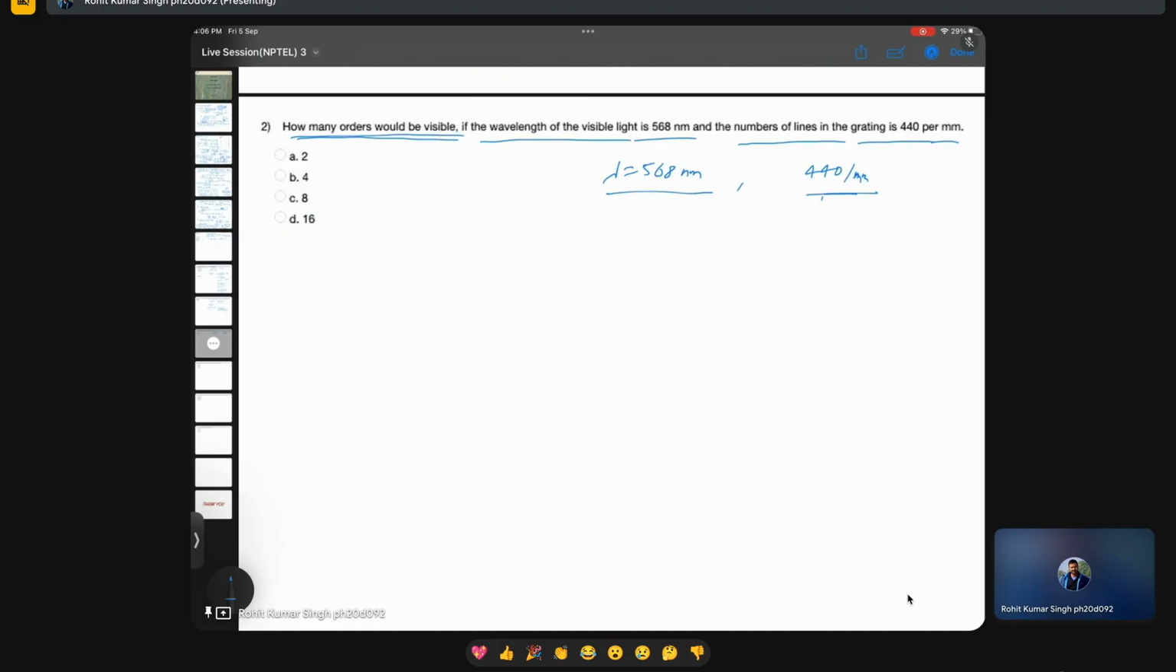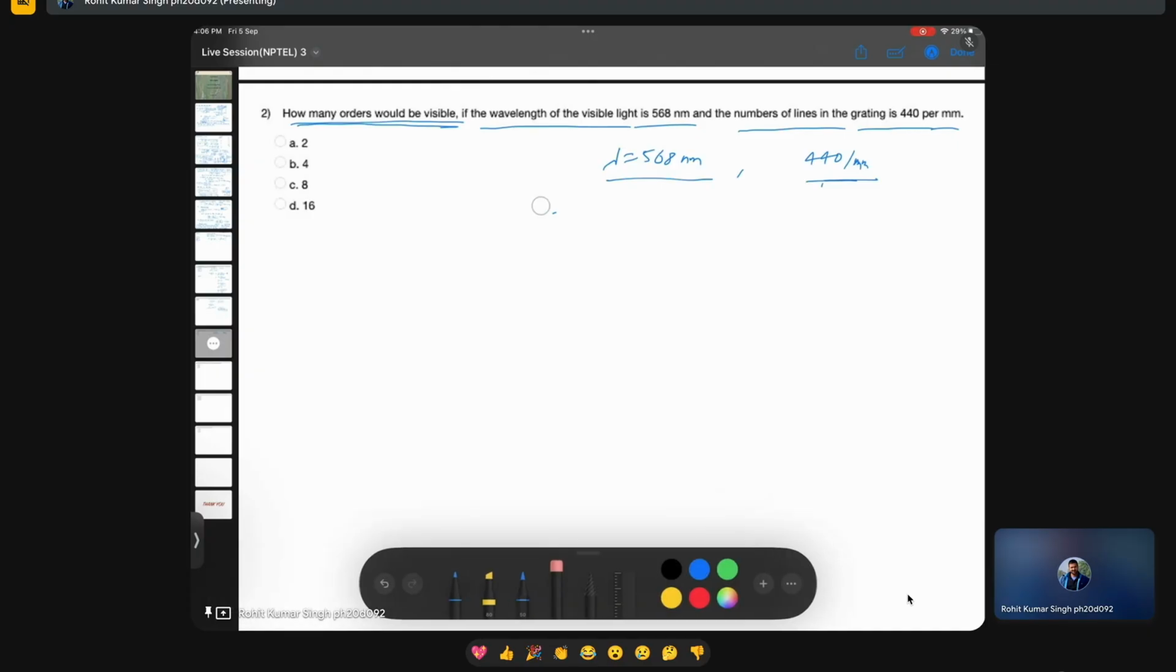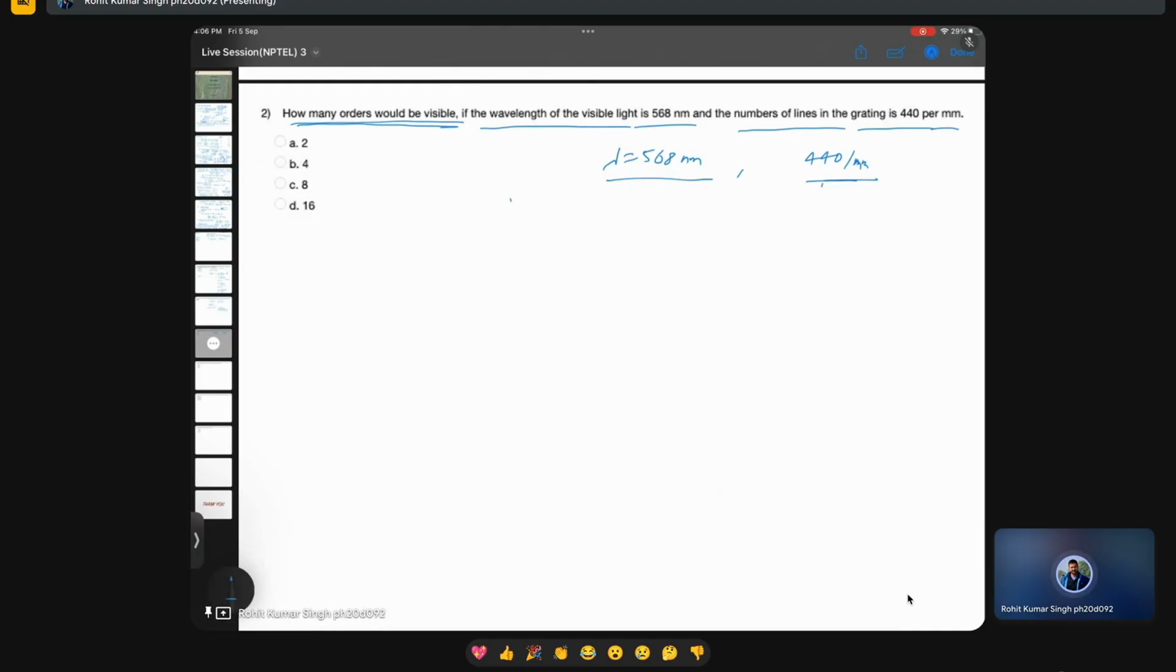Okay, coming to this problem now. Do you understand this one? It's saying how many orders would be visible. Orders means m. So why does it say how many orders? Can't we see all the orders with a diffraction grating? Why is there a problem that we can see only a few orders? Any idea?